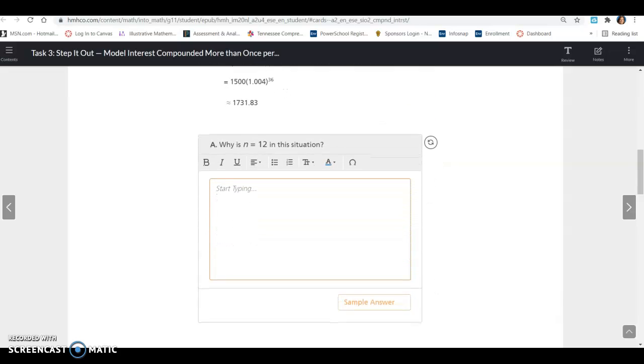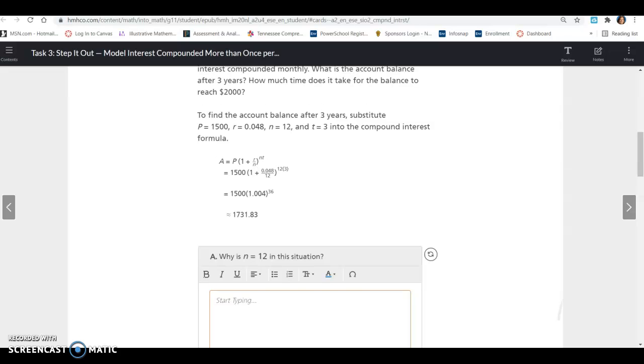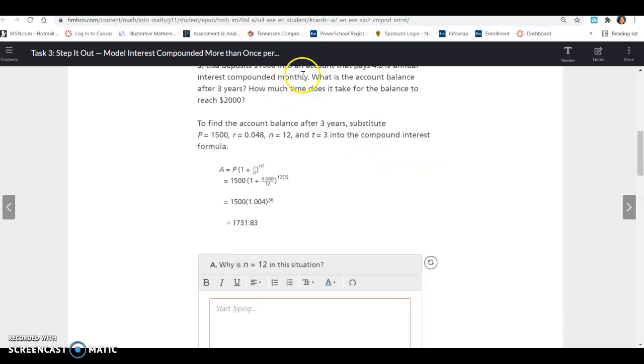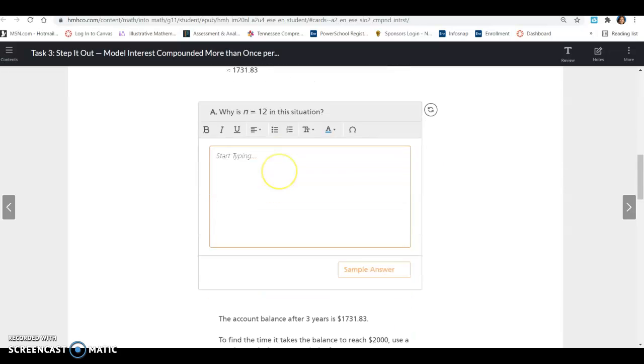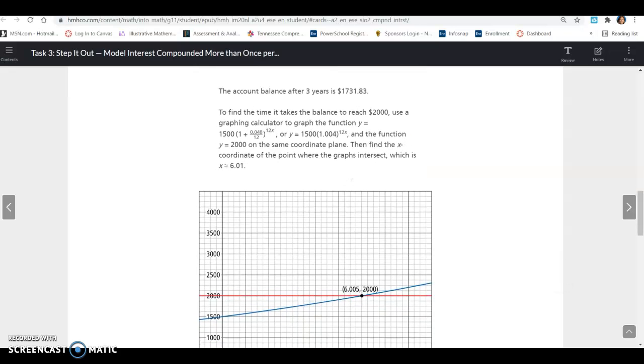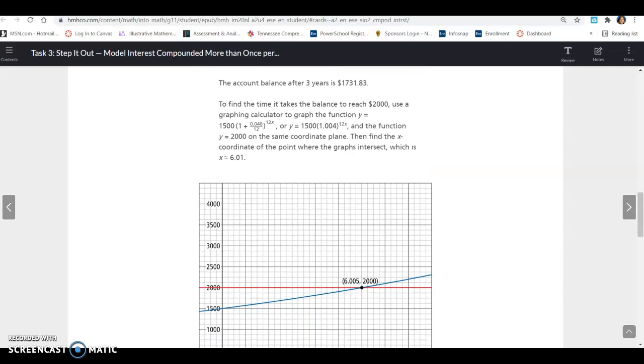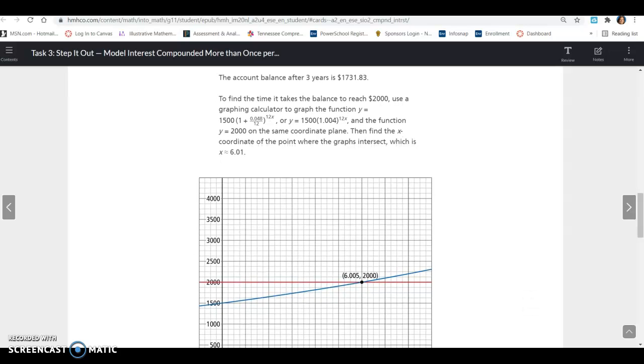All right, so why is n 12? We already established that it's 12 months. There are 12 months in a year, so that's why n is 12. And it says the account balance after 3 years is $1,731.83. To find the time it takes the balance to reach $2,000, use a graphing calculator to graph the function.